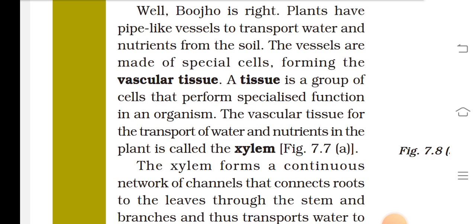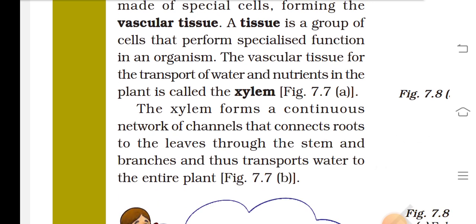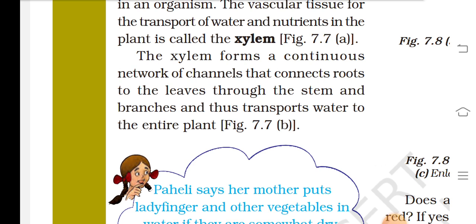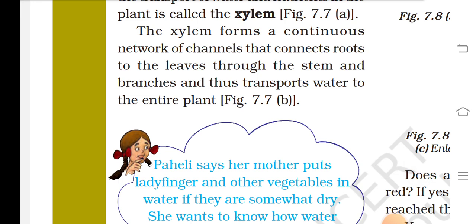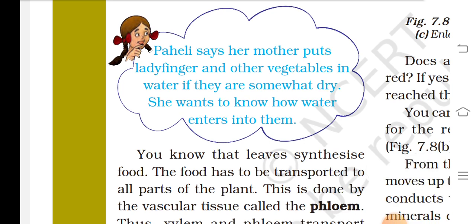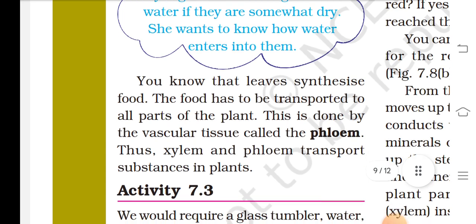The vessels are made of special cells forming vascular tissues. A tissue is a group of cells that perform a specialized function. In organisms, the vascular tissue for the transport of water and nutrients in the plant is called the xylem. The xylem forms a continuous network of channels that connects the root to the leaves through the stem and branches and thus transports water to the entire plant. Paheli says her mother puts ladyfinger and other vegetables in water if they are somewhat dry. She wants to know how water enters into them.